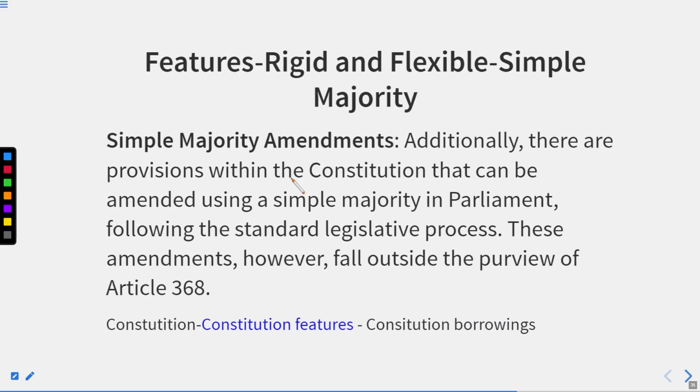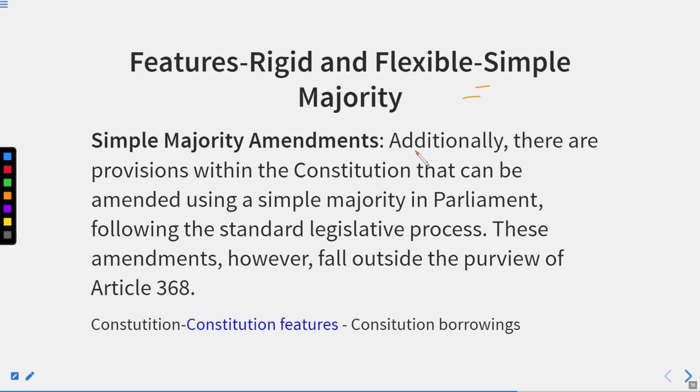Alright. Thereafter, the simple majority amendments. Additionally, there are provisions within the Constitution that can be amended using a simple majority in Parliament following the standard legislative process. These amendments, however, fall outside the purview of Article 368. It means the matters which are mentioned in Article 368 cannot be amended without special majority or in some cases without ratification of half of the states. Whereas the topics which have not been mentioned under Article 368 can be simply amended through the simple majority. Alright.